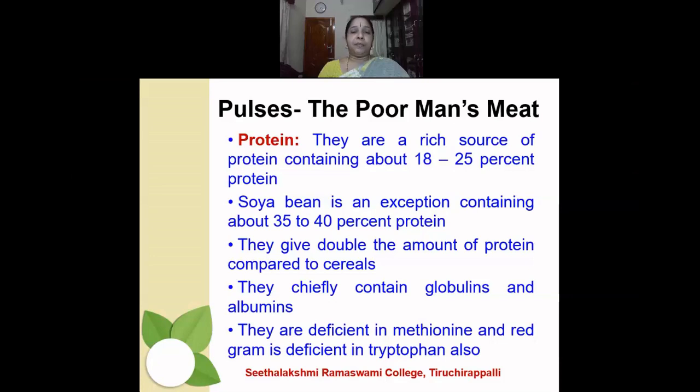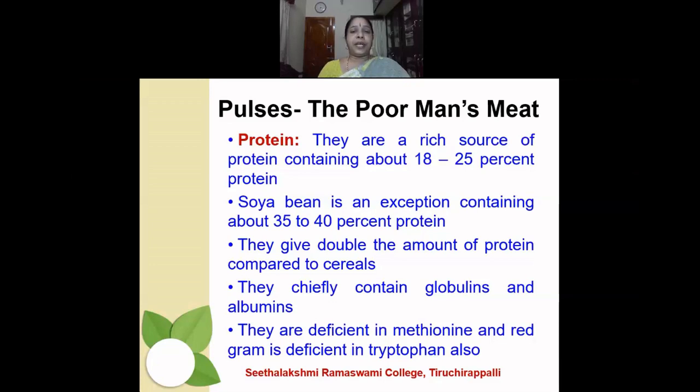All the pulses have double the amount of protein when compared to the cereals. Cereals have energy and they also have a little amount of protein. So here the amount of protein is double that of the cereals. And the proteins commonly present in the legumes include globulins and albumins. These are the types in which the protein is present.